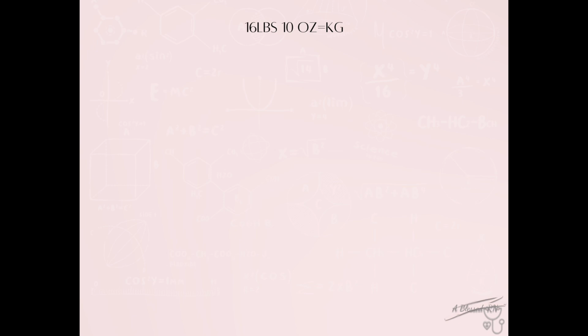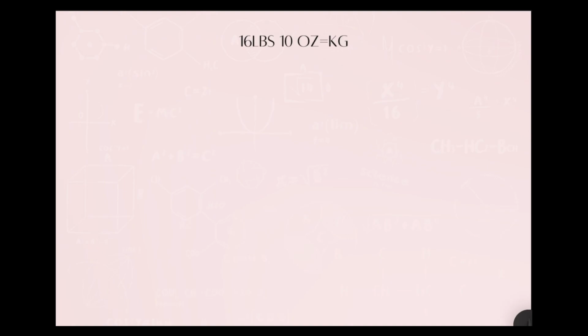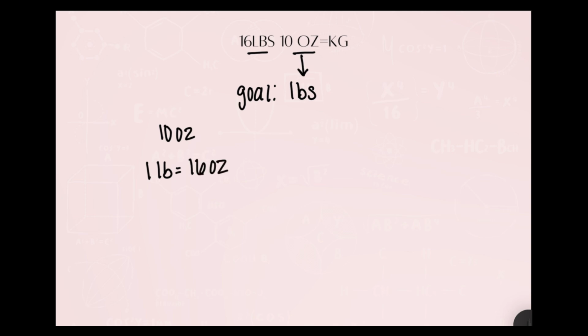All right, 16 pounds and 10 ounces equals how many kilograms? So we know that we have pounds and ounces, but there's not a direct conversion from pounds and ounces to kgs. So we have to convert all of this to pounds. So our goal is to convert our ounces to pounds. So we have 10 ounces as a puzzle piece, and our conversion is 1 pound equals 16 ounces.